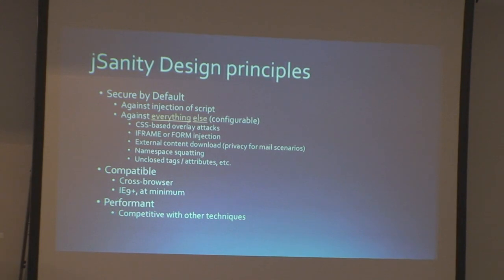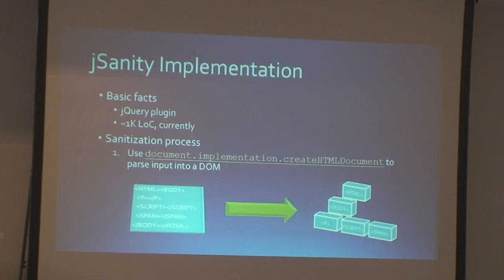In terms of being compatible, we want to be cross-browser to the extent that it's possible, IE9 at the minimum. We want to have support for anything that's out there today, not build something that's impractical to deploy. We want to be performant, at least competitive with other techniques that are out there. So let's talk about this little JSanity experiment.